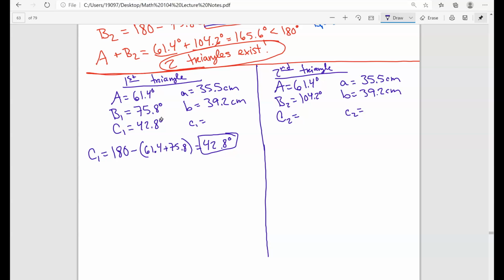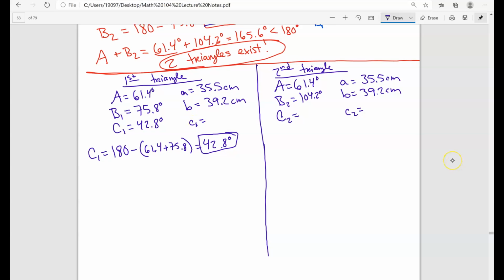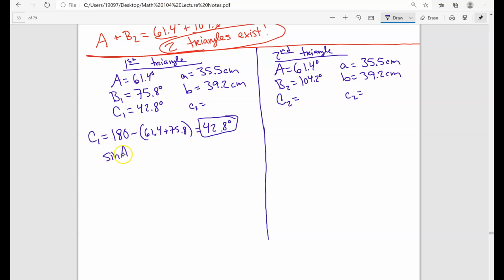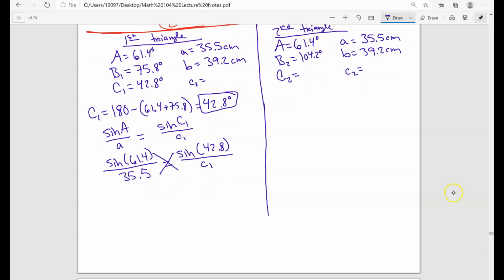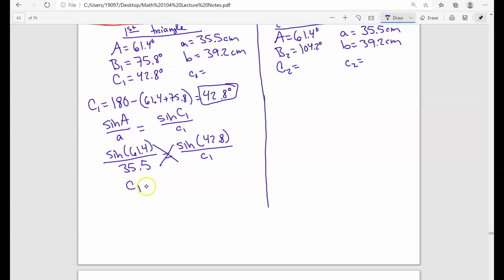All right, and now let's figure out little c1. So in this case, I can use any angle that I want. So I'm going to use A. Sine A over little a equals sine C1 over little c1. So I'm going to have sine of 61.4 divided by 35.5 is equal to sine C1, which is 42.8, divided by little c1. Okay, so I'm going to cross multiply, and I'm going to get c1 sine of 61.4 is equal to 35.5 sine of 42.8.